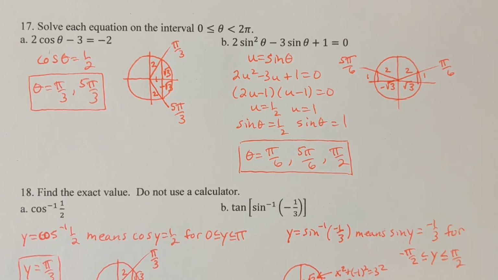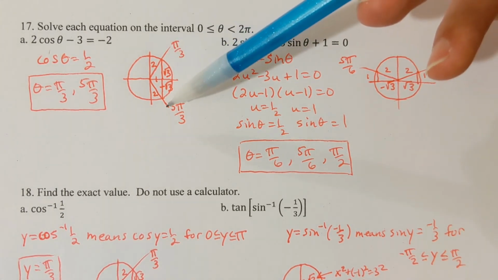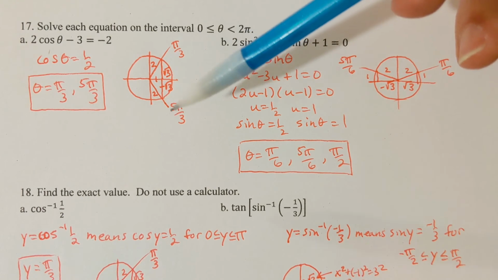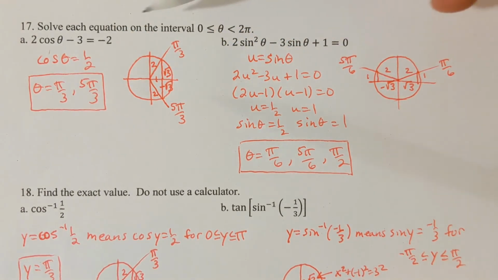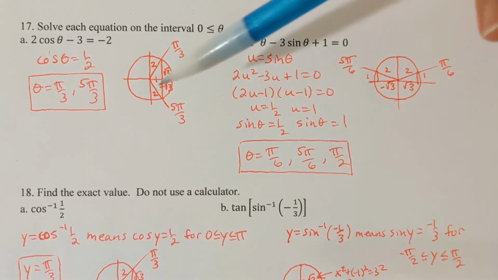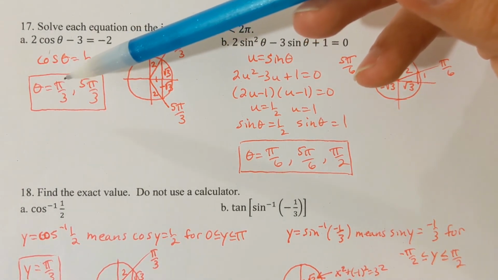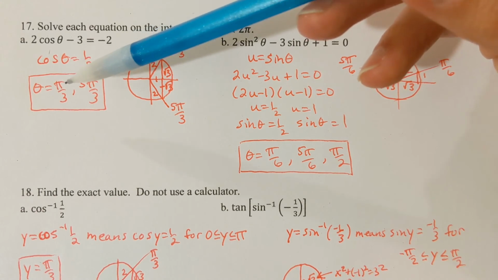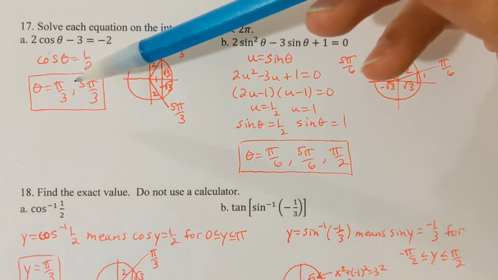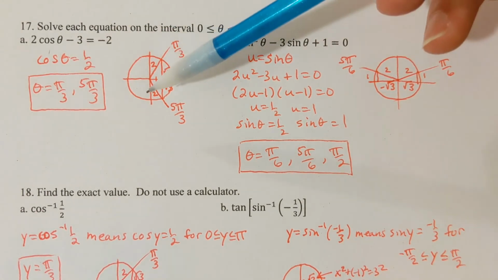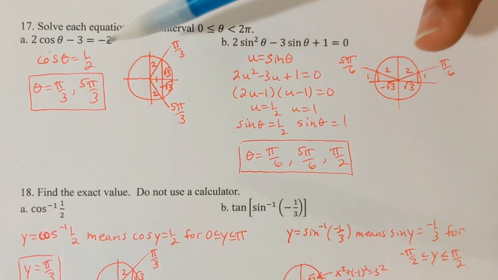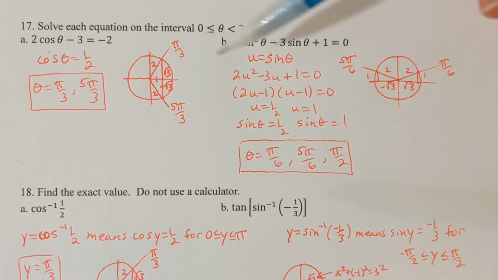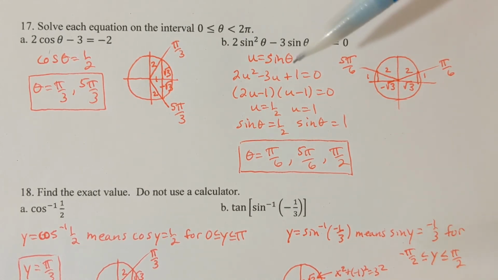If we're only on the interval 0 to 2 pi, my only two answers for theta would be pi over 3 and 5 pi over 3. If theta can be anything, then of course I'm going to have pi over 3 and then anything that would be 2 pi radians beyond that. Same thing with 5 pi over 3 and then 2 pi radians beyond that. So you'd be producing infinitely many answers in that situation.